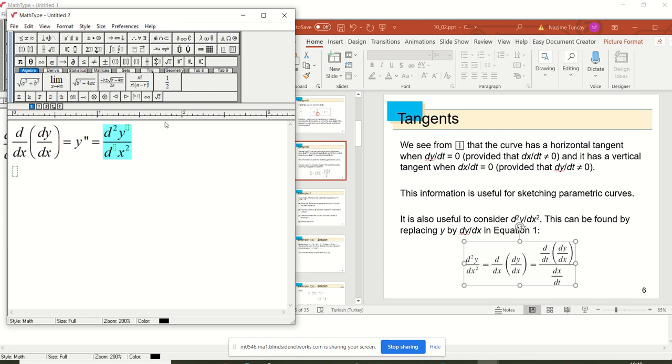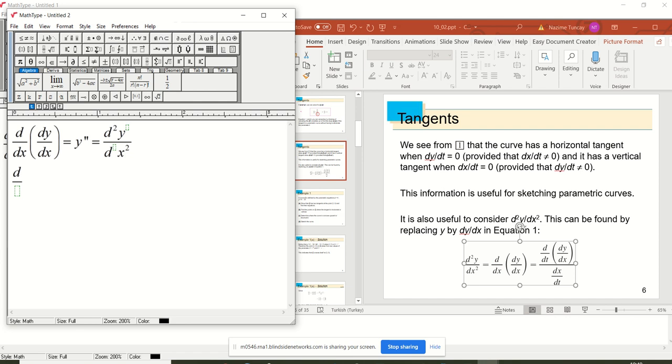This is the rule. Now let us see what's happening here. It says d over dt is taking the derivative according to t. So I have to use this symbol over here.